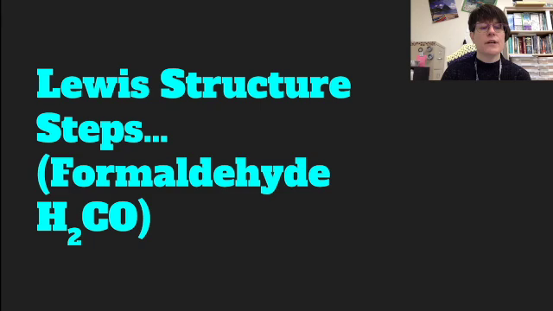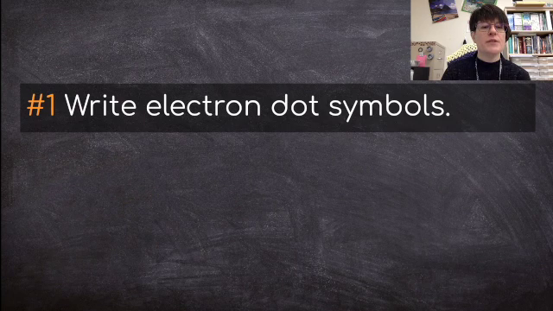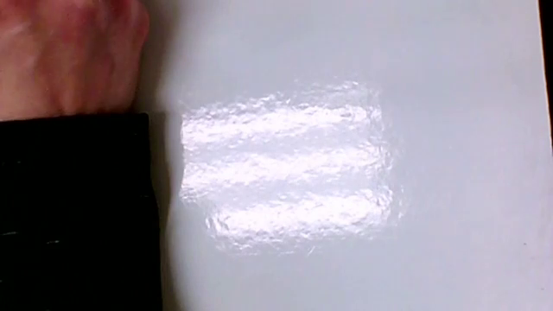Now that we've taken a look at a few Lewis structures for some very simple substances, let's take a look at something a little more complex. Let's take a look at formaldehyde, which has a formula of H2CO. The first thing we want to do is write the electron dot symbols. So now I'll show you how to do a Lewis structure for something a little more complex, like formaldehyde. And so the first step is to write the electron dot symbols.